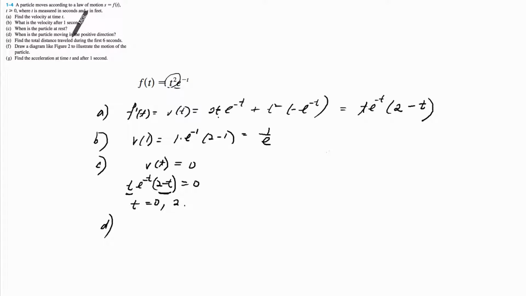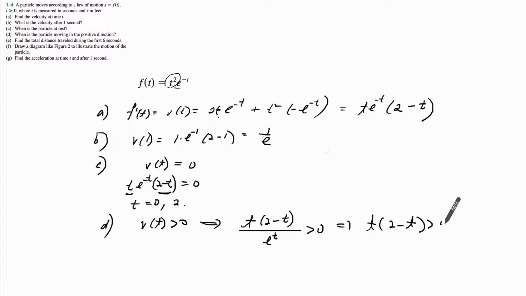When is a particle moving in the positive direction? So when is this positive? So t times 2 minus t, all over, and we're going to put that at the bottom. So this is always positive. So the whole expression will be always positive when t times by 2 minus t is positive.